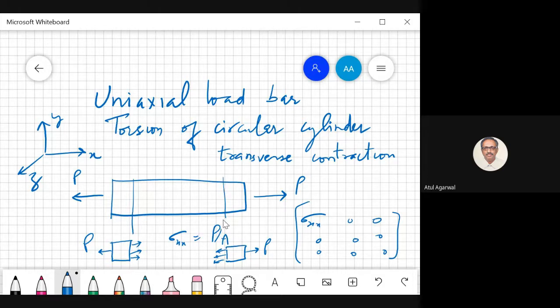You take a cutting plane here. Again, you show external forces and internal forces, and again you find your stress is P by A. So we can find stresses on all planes, any plane if you wish.